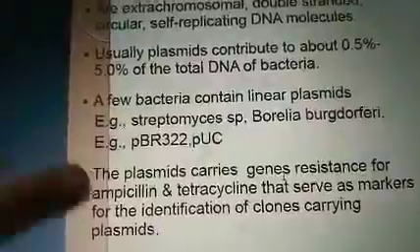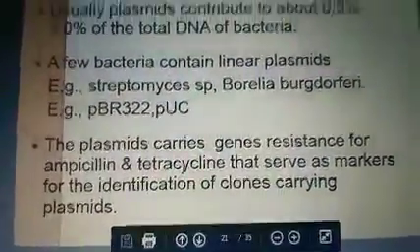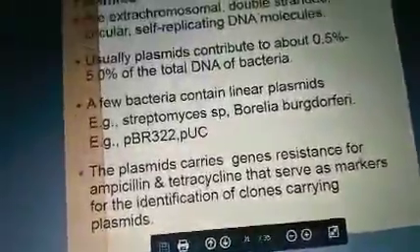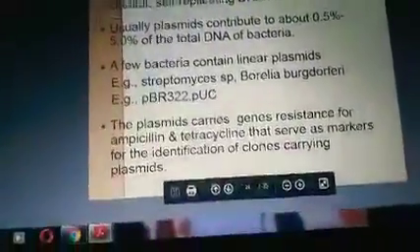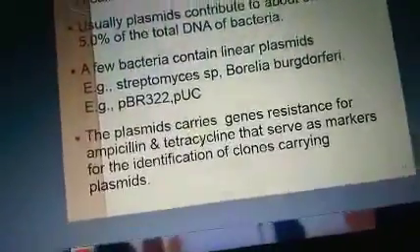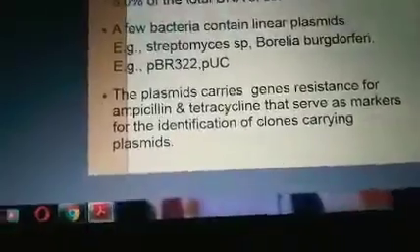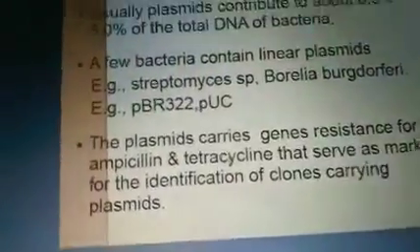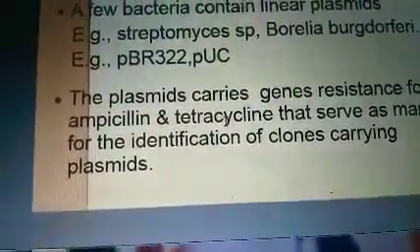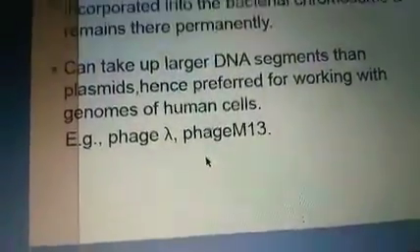The plasmids carry resistance genes. That is a very important thing, because it provides a boon for the selection process. If a gene is transformed, that is added to a desired vector, and the vector has selective markers, which could be ampicillin or tetracycline, it provides easiness in the selection processes.